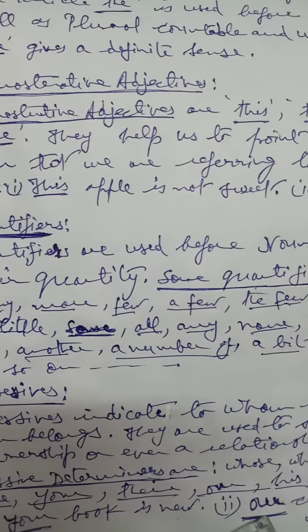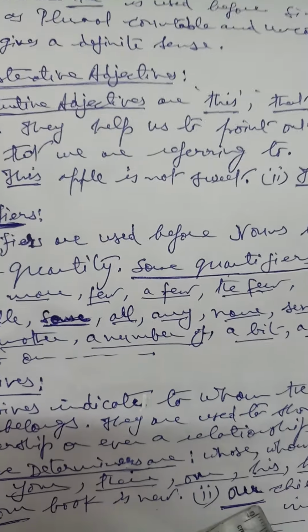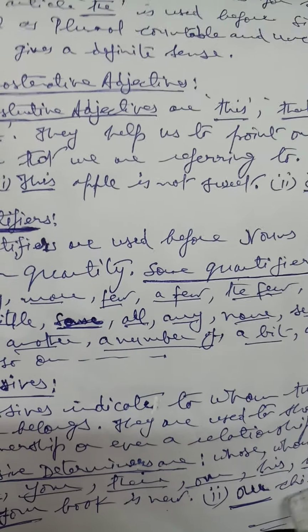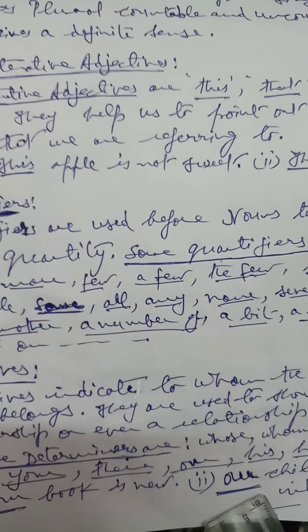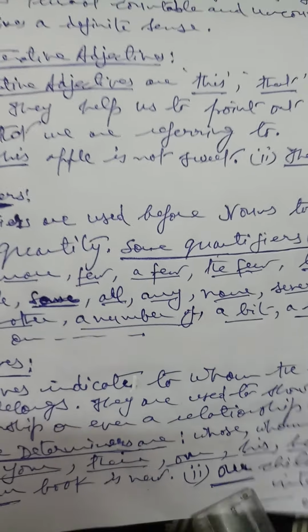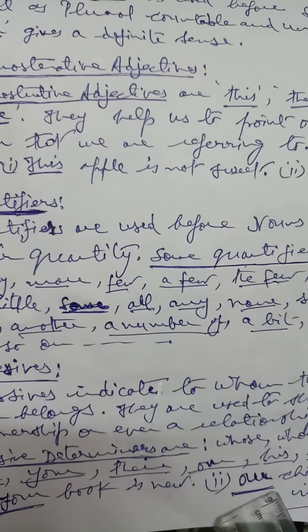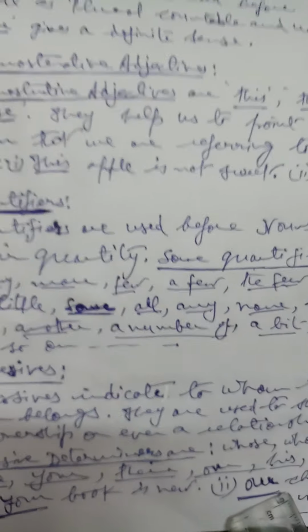So our is also a determiner. It is determining the children. Not all the children, but only our children, pointing out, determining. So our is a possessive word. It talks about the possession, our children, and that's why it comes under the category of possessive determiners.